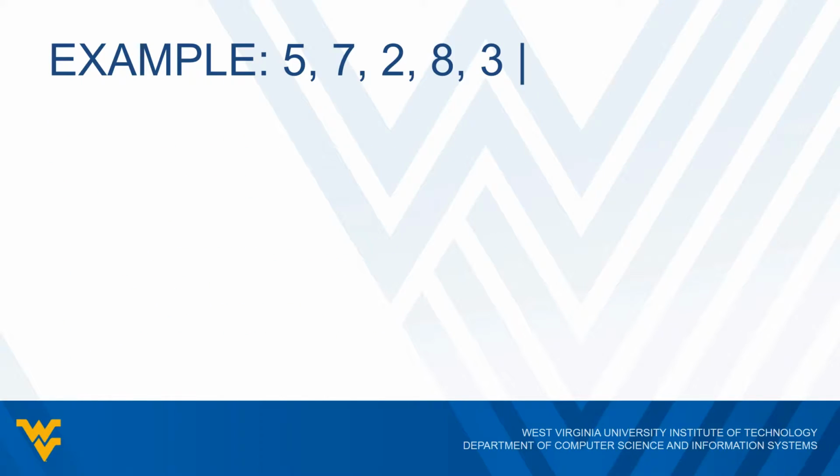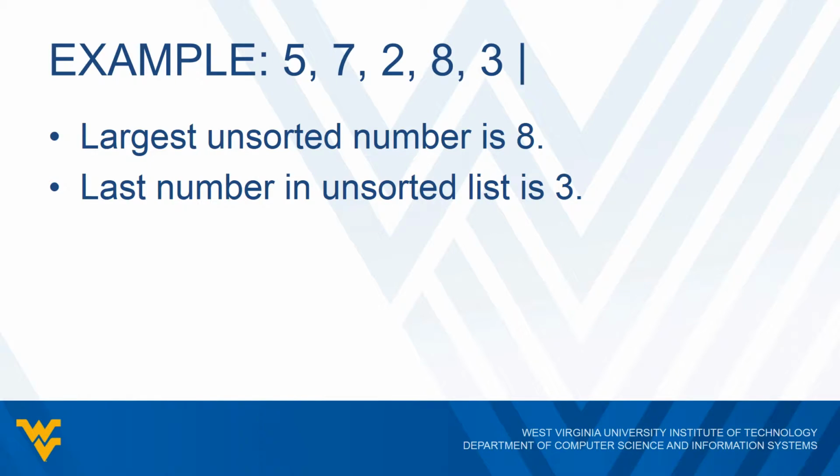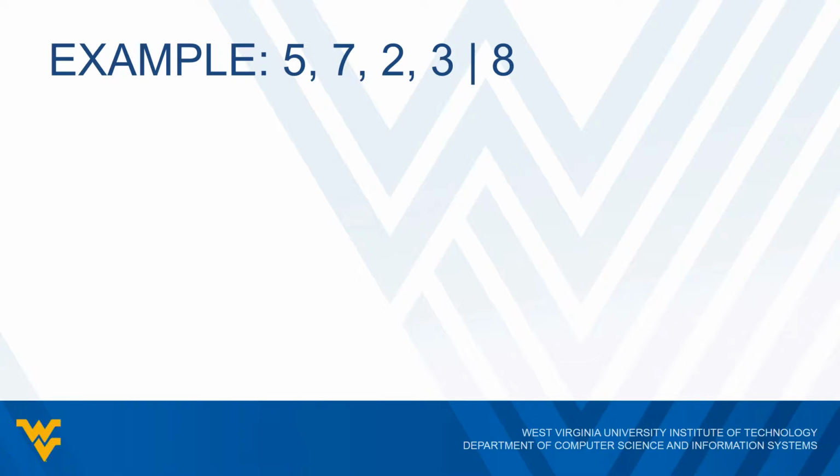Let's use our earlier example of 5, 7, 2, 8, and 3 to try out this algorithm and see what happens. So the entire list is unsorted, so we need to do that loop portion of the algorithm. The largest unsorted number in this set is 8, and the last number in the unsorted list is 3. So what we're going to do is swap the 8 and the 3, and then move the marker over one slot. So that gives us 5, 7, 2, 3, and then we have our marker and then 8. So in this case, 8 is part of the sorted portion, and all the other numbers are part of the unsorted portion. We'll now do the same thing.